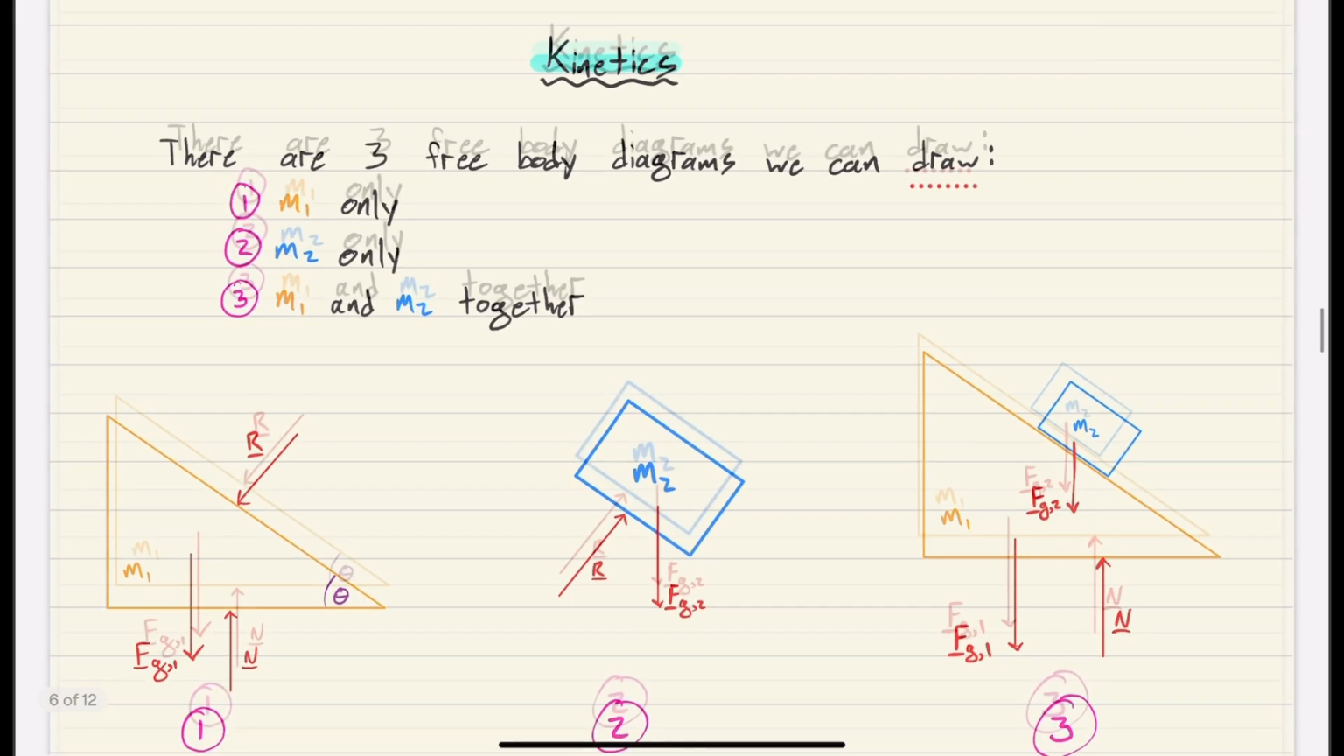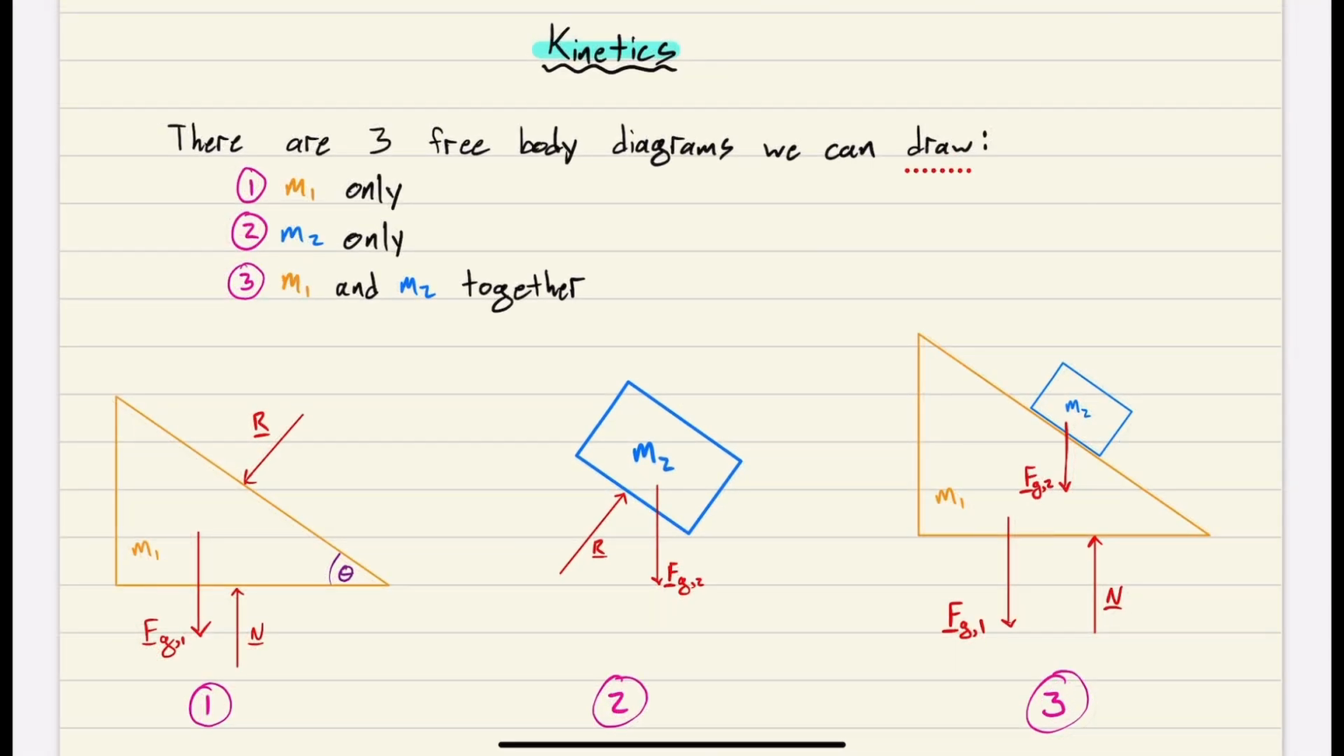All right, moving on. So now we're going to look at the kinetics. So this is where we start looking at the forces that are acting on our system. So there's 3 free body diagrams that we can draw.